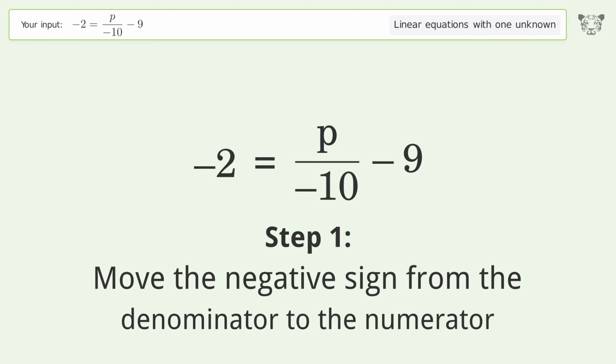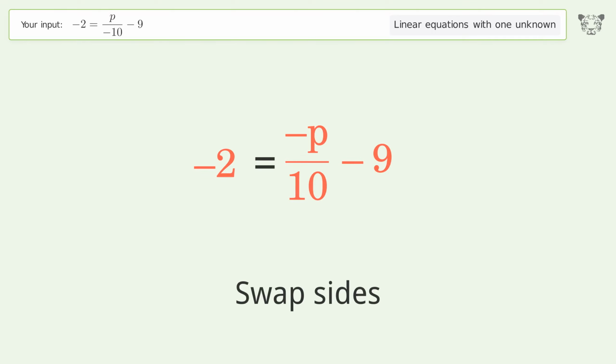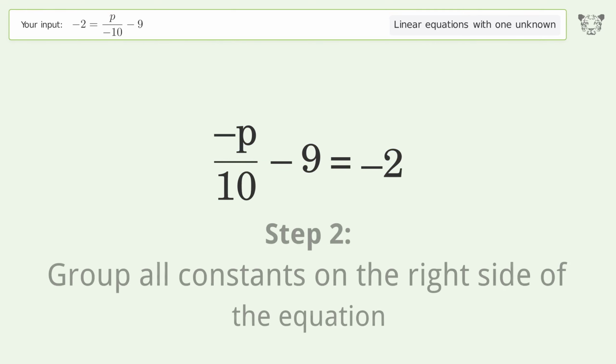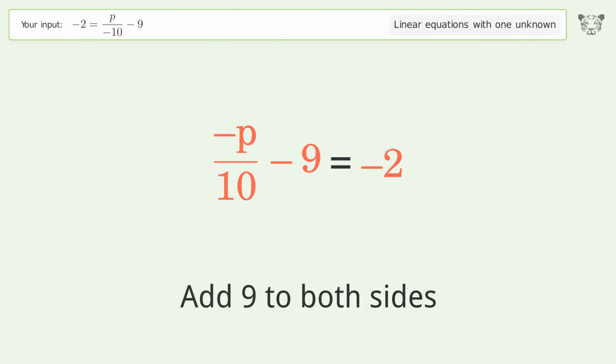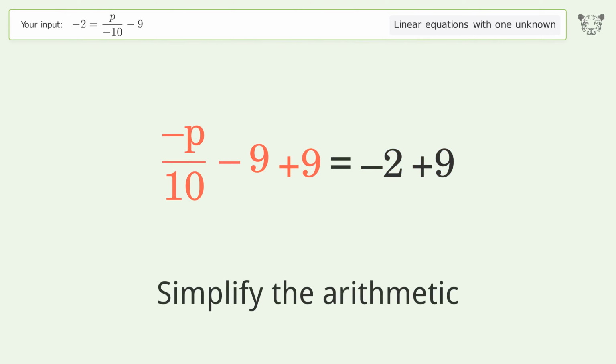Move the negative sign from the denominator to the numerator. Swap sides. Group all constants on the right side of the equation. Add 9 to both sides. Simplify the arithmetic.